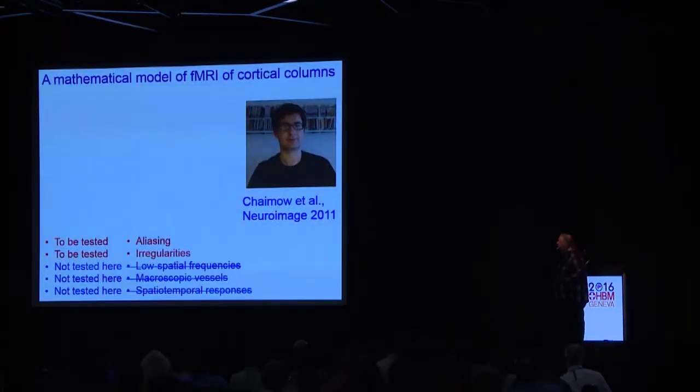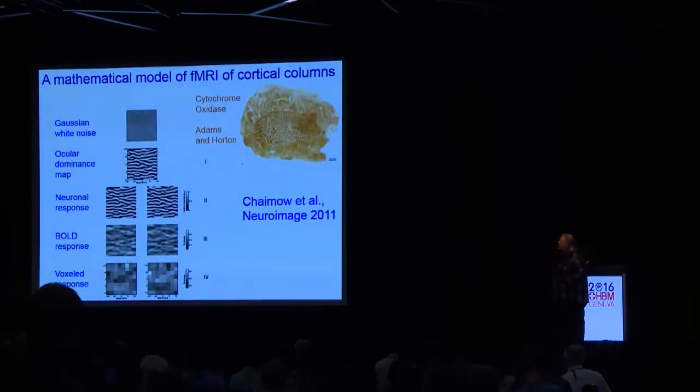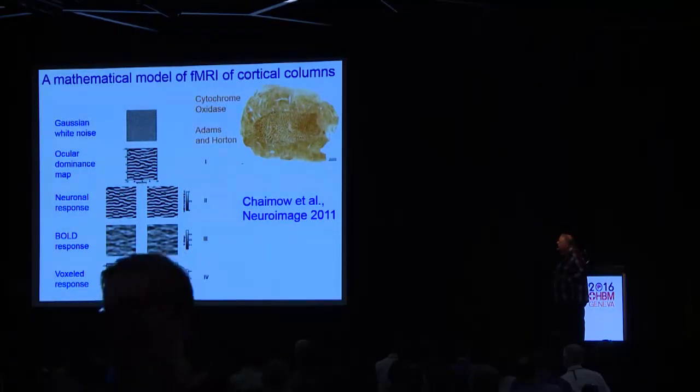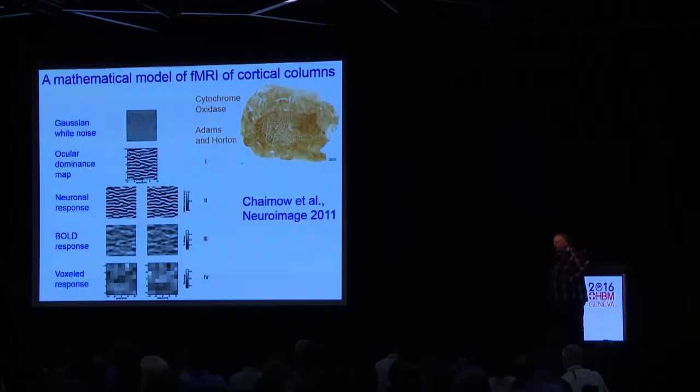We started this journey with a model put together by Denis Kaimov 5 years ago. It's a mathematical model, and we tested two proposed mechanisms, one of aliasing and the other of irregularities. The model starts with white Gaussian noise and filters it with an anisotropic filter in order to obtain column-like patterns similar to ocular dominance columns in humans.